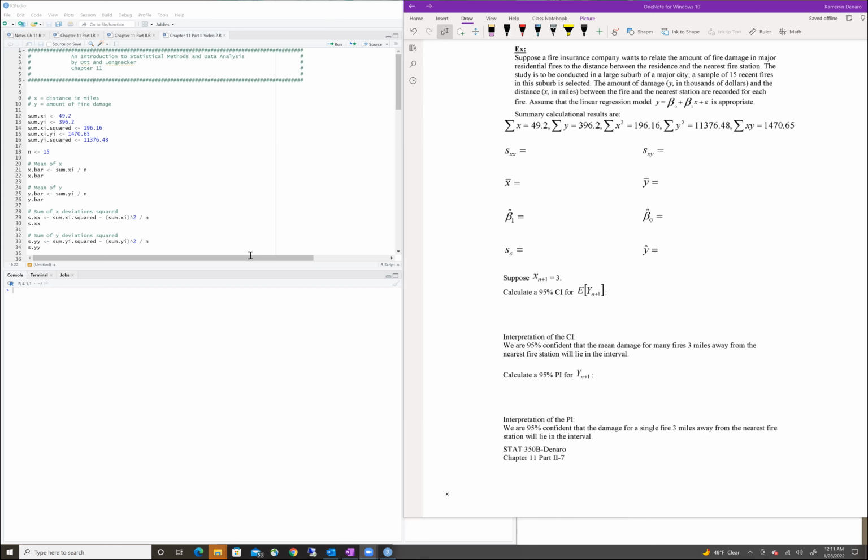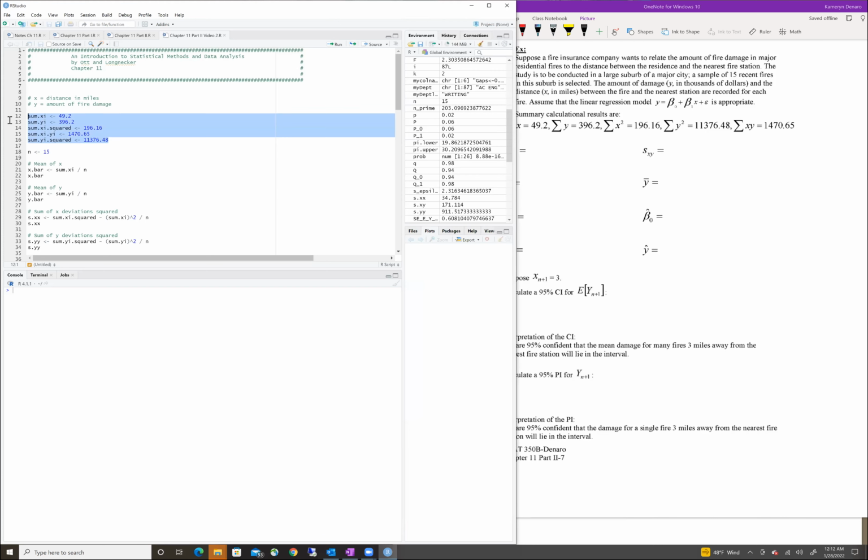Some calculations are below. So I'm going to use R to get all the information that we need to complete this problem. The sum of the xi's is 49.2. The sum of the yi's is 396.2. The sum of the xi squareds is 196.16. The sum of the xi times yi is 1470.65. And the sum of the y squareds is 11,376.48. So I've saved all of those.